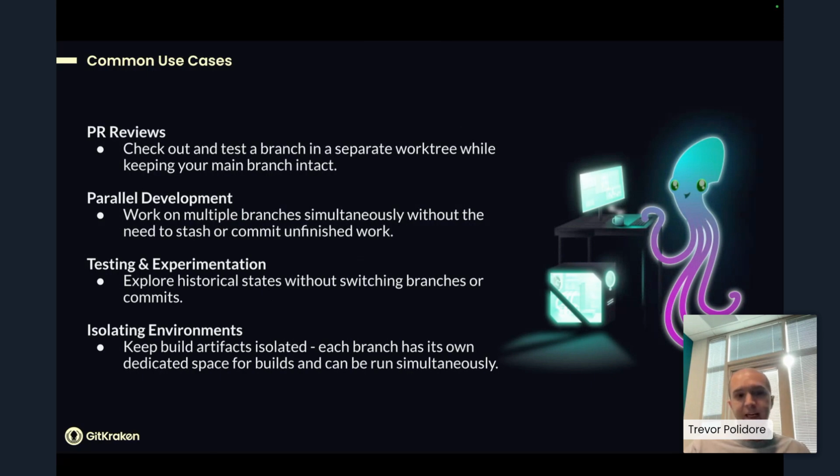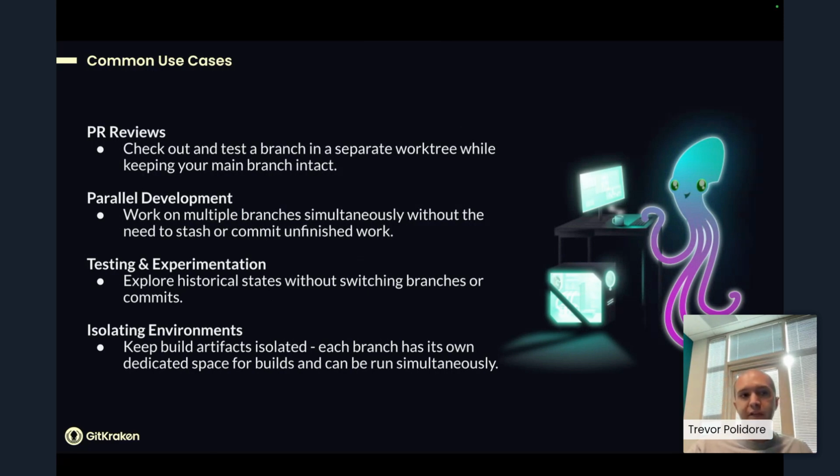And lastly, isolating environments. We run into this a lot internally at GitKraken, but when you're working with builds and you have build artifacts with maybe different environments you have set up or different states of the repository, each branch will have its dedicated space for builds and those build artifacts. So you can run builds simultaneously.